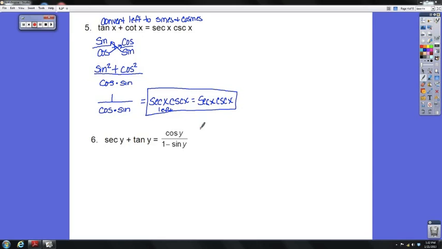Okay, a couple more examples here. This one is different than all the ones we've done so far. On number 6, this side is more complicated. And so we're going to start over here. If I told you to go ahead and just start on this one and replace things with sines and cosines, you really wouldn't get very far if I don't show you an example as to what to do.